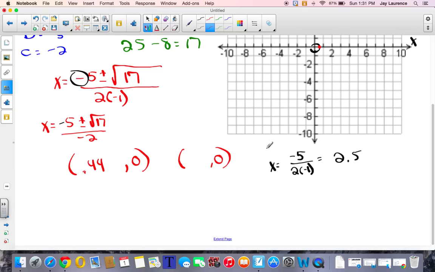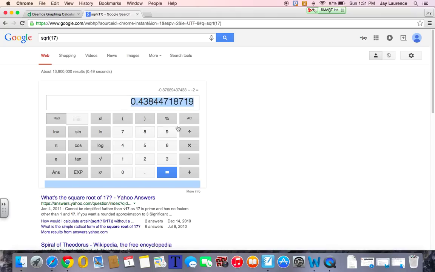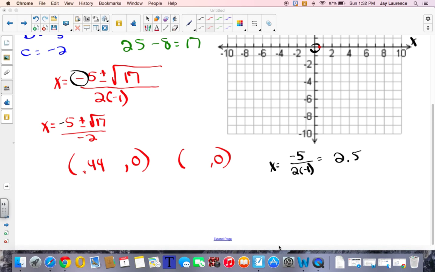And I'll bet the other one's going to be like 4 and 56 hundredths. But better just make sure. Better not just assume. So I'm going to clear that, and I'll get -5 minus square root of 17. And then I'll divide by -2. And there we go, 4 and 56 hundredths. Very good. Okay, feeling a lot better about that. Sorry about making the mistake, but it happens. 4 and 56 hundredths. Okay, so right about there.